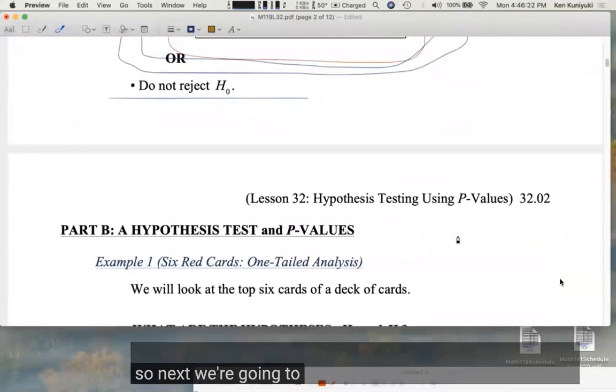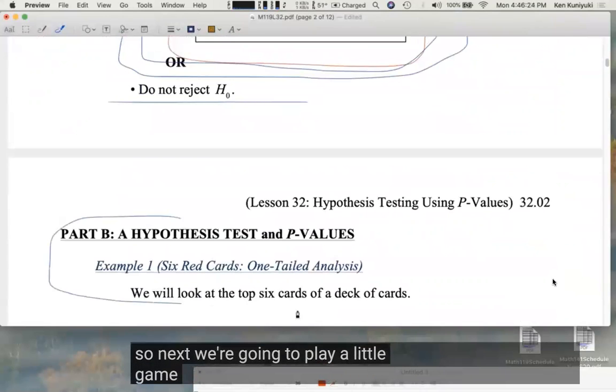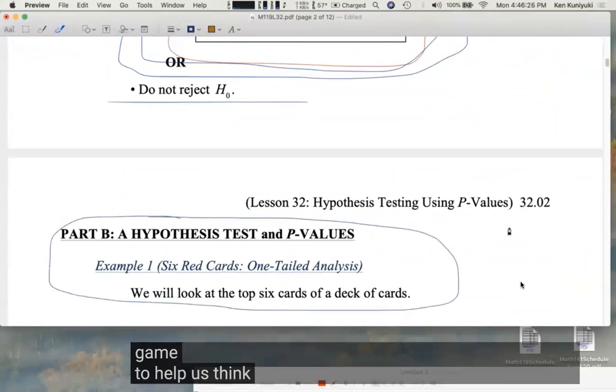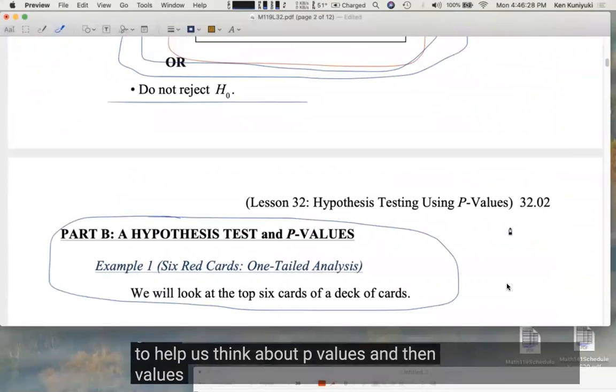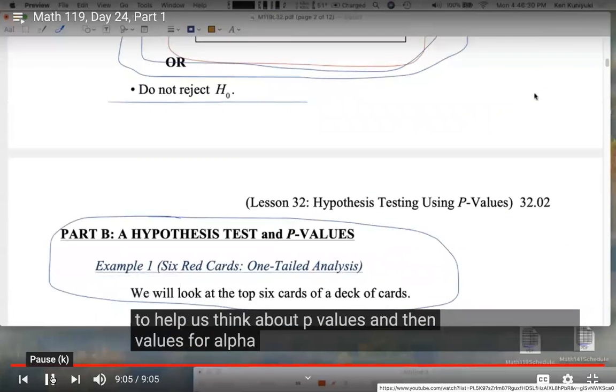So next, we're going to play a little game to help us think about p-values and then values for alpha. All right, any questions before we go on? All right, so we're looking at the anatomy of a hypothesis test.